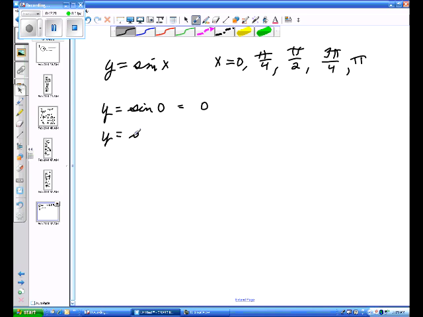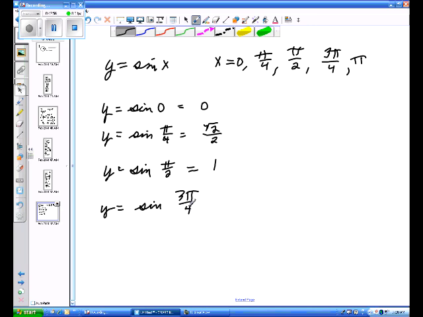Y equals the sine of pi over 4. Well, when the denominator's 4, reference angle's 45. The sine of 45 is square root of 2 over 2. Y equals the sine of pi over 2. When the denominator's 2, remember we're on the y-axis. That's 90. The sine of 90 is 1. Y equals the sine of 3 pi over 4. Okay, our reference angle is pi over 4, which is 45. We know that the sine of 45 is square root of 2 over 2.